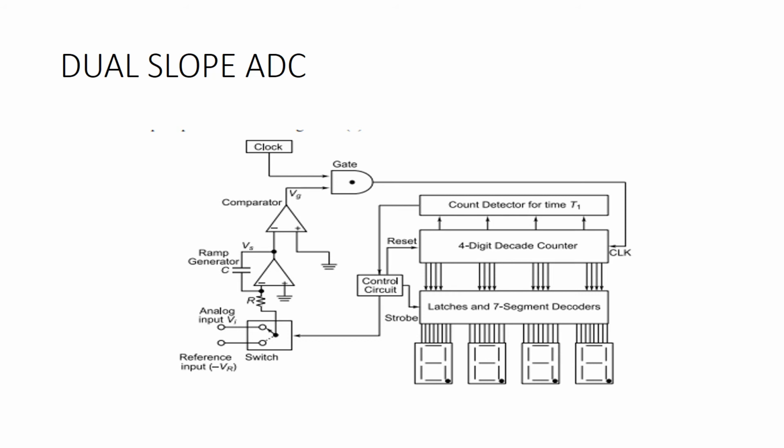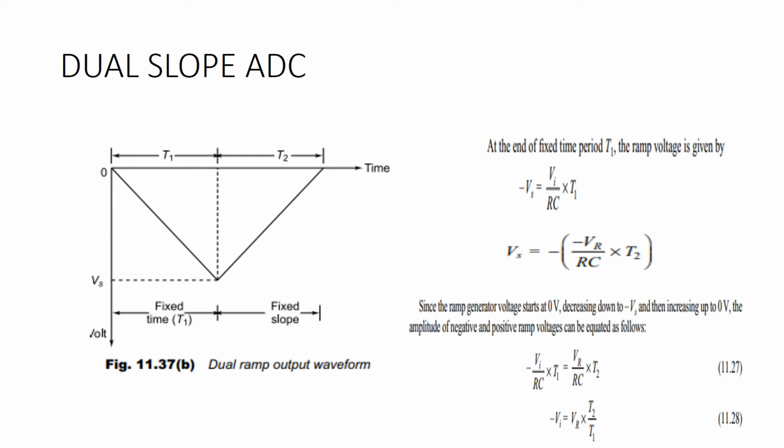The negative ramp will proceed for a fixed time period T1, which is determined by the count detector for the time period T1. So at the end of the fixed time period T1, the ramp voltage is given by Vs equal to Vi divided by Rc into T1. Once the counter reaches the fixed count at the time period T1, the count detector gives a signal to the control circuit, which in turn resets the counter to 0 and switches the integrator input to a negative reference voltage minus Vr.